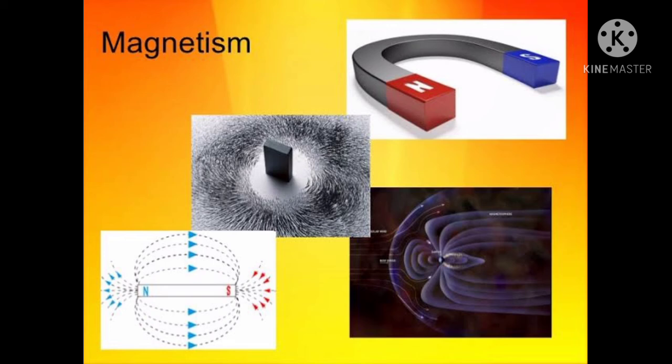Today we are going to learn lesson 1, magnetism. In this lesson we are going to learn what is magnet, discovery of magnet, magnetic and non-magnetic materials, types of magnets, magnetic poles, properties of magnets, how to make magnets, demagnetization, various uses of magnets.